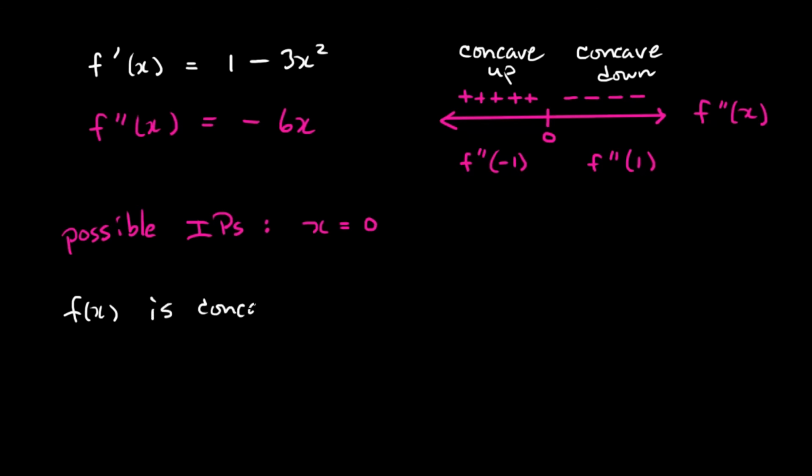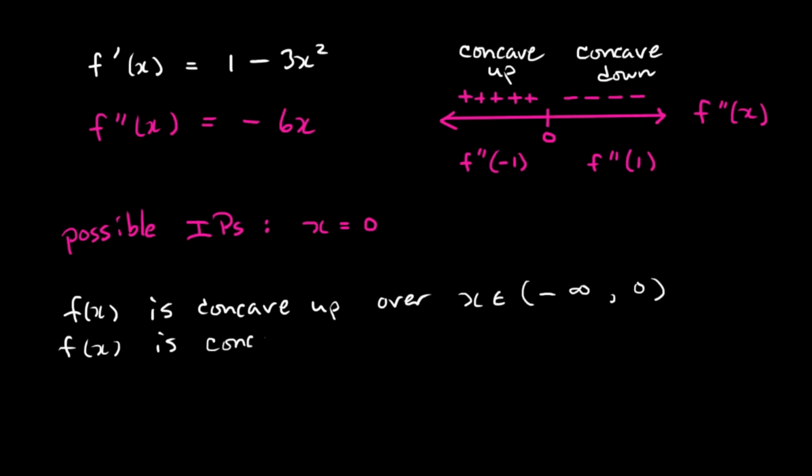From left to right again here, it's going to be concave up first, and that's over the interval x belongs to negative infinity all the way up to, but not including, 0. And then f of x is concave down, and that's going to be over the interval x belongs to 0 to positive infinity.